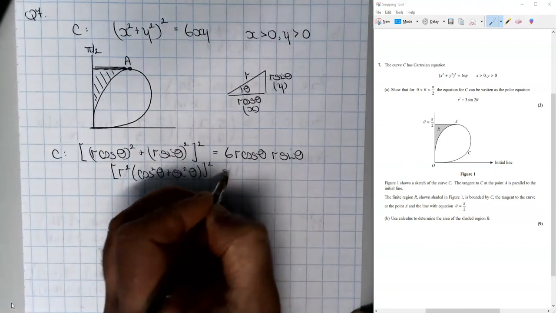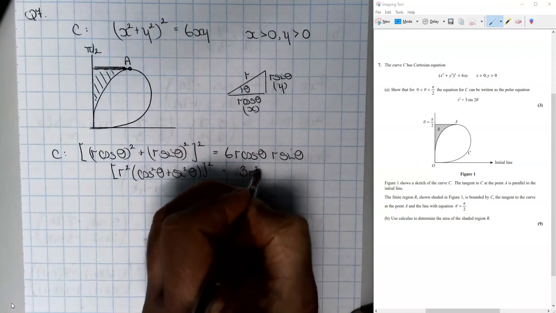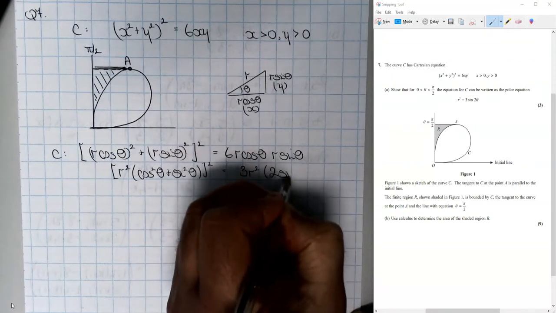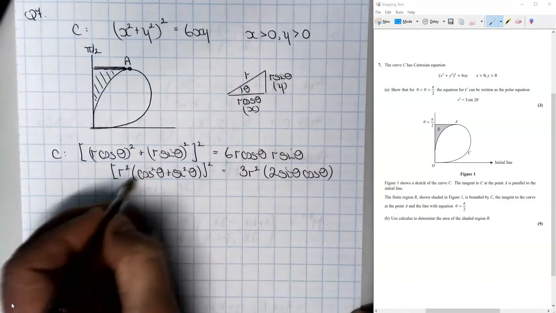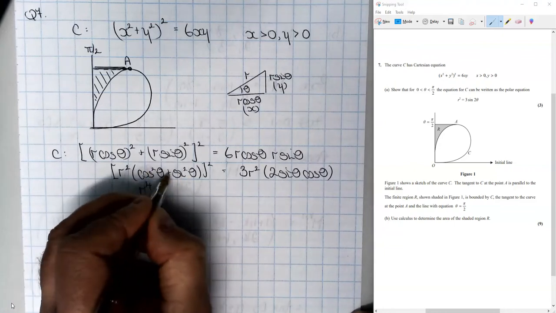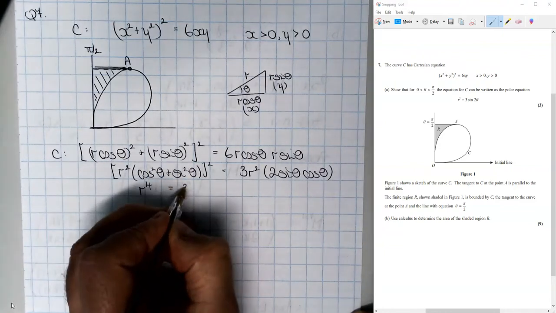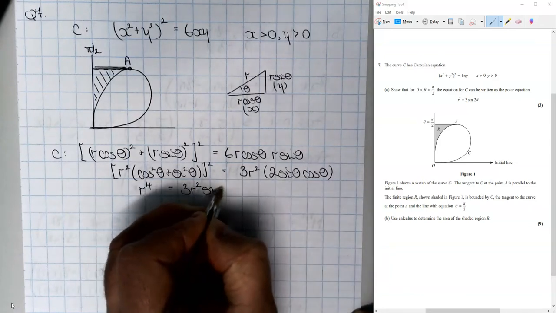Here we've got 3 lots of r squared times 2 sine theta cos theta. So here we've got r squared squared, which is r to the power 4, because cos squared plus sine squared equals 1. And here we've got 3r squared. This is sine 2 theta.